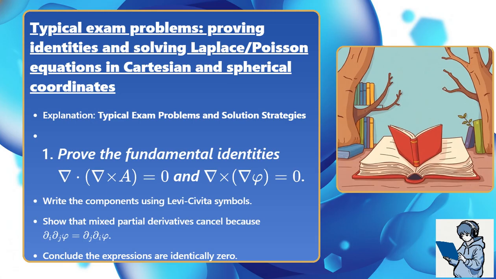Prove the fundamental identities: del cross grad phi equals 0 and del dot curl A equals 0. Write the components using Levi-Civita symbols. Show that mixed partial derivatives cancel because partial i partial j phi equals partial j partial i phi. Conclude the expressions are identically 0.